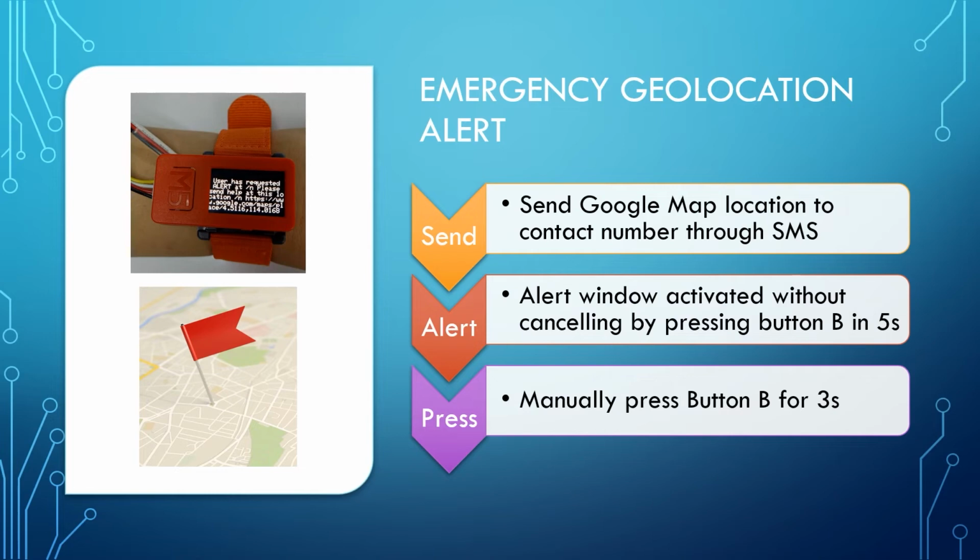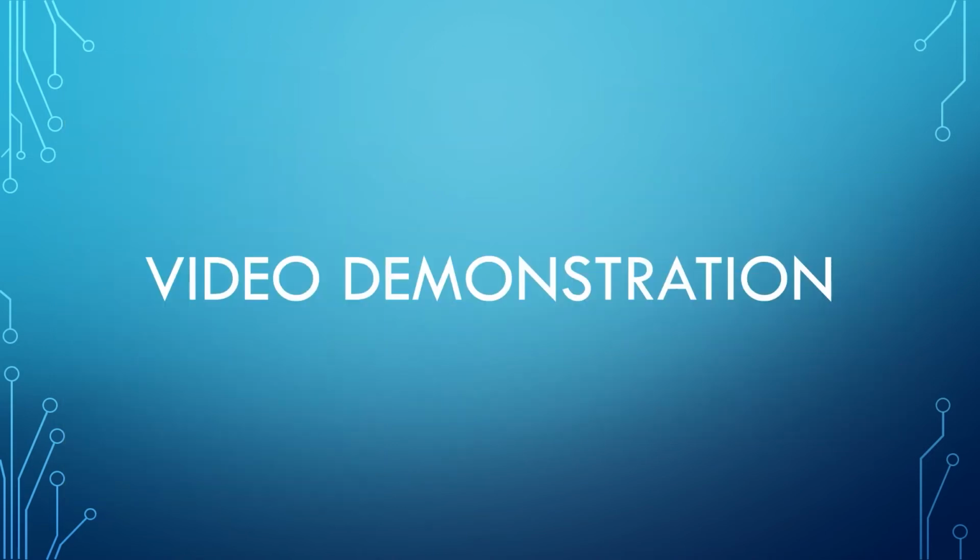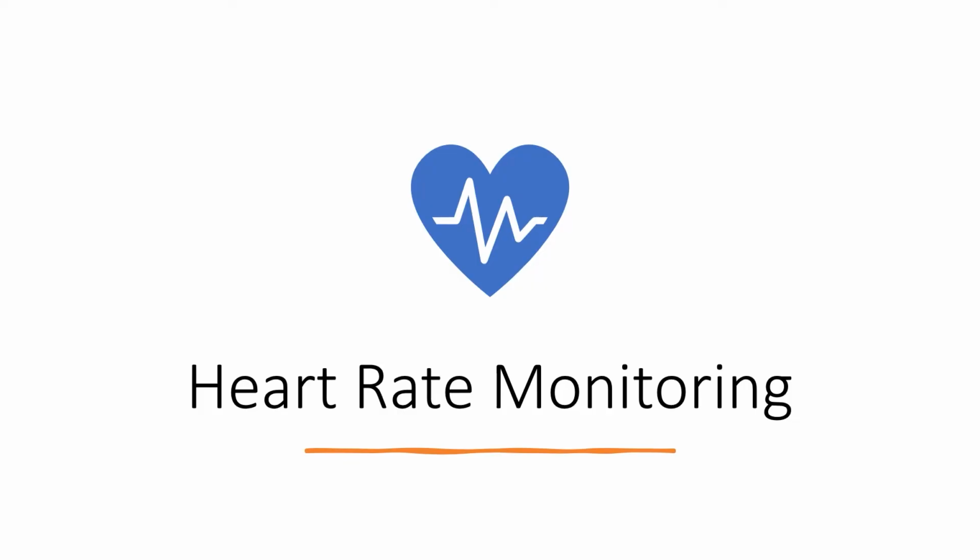We also implement a manual alert, which, if you press the side button for 3 seconds, will automatically send the geolocation to the registered phone. The reason we implement this is that the user can ask for help and send his geolocation information to the authorities in just 3 seconds. As we all understand, every second counts during an emergency situation. Now we are going to show a video to demonstrate how our device works.